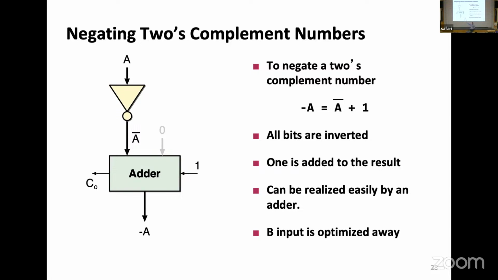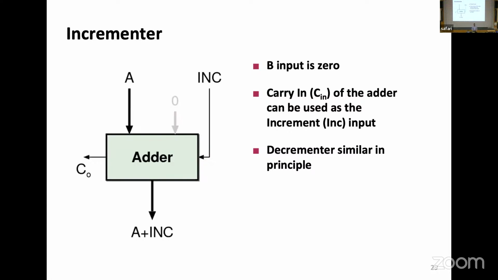Somebody was asking, what do I do with this carry-in input? It becomes handy because I need to sneak a 1 here, and inversion is, you know, I invert it, and this is an adder. In comes A, becomes not A, add 1, I have minus A. An incrementer is a circuit that adds 1 to the number whenever there is the need for it. So you have A, and you can sneak the increment from the carry in, and the output will be A plus increment.